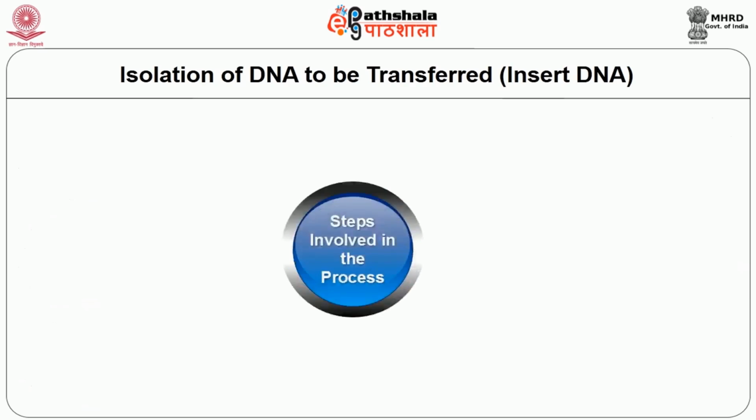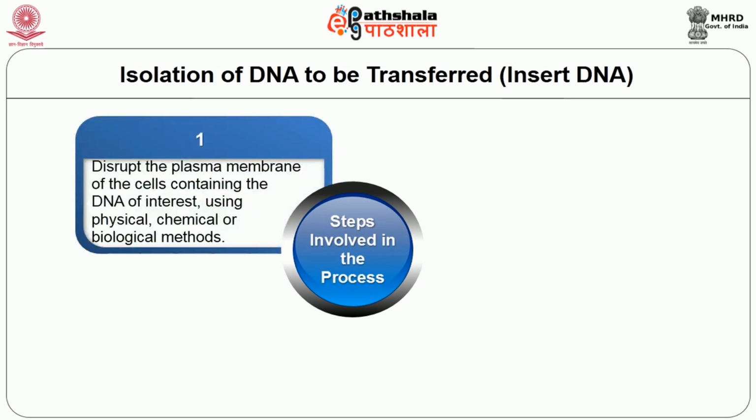For this, the first step is to isolate the DNA and prepare it in a pure form. Several methods and ready-to-use kits are available to isolate and purify the DNA sequence of interest. Let us see the basic steps involved in the process. First, we disrupt the plasma membrane of the cells containing the DNA of interest using physical methods like mechanical shearing, or chemical methods like the use of detergents, or biological methods like using enzymes.